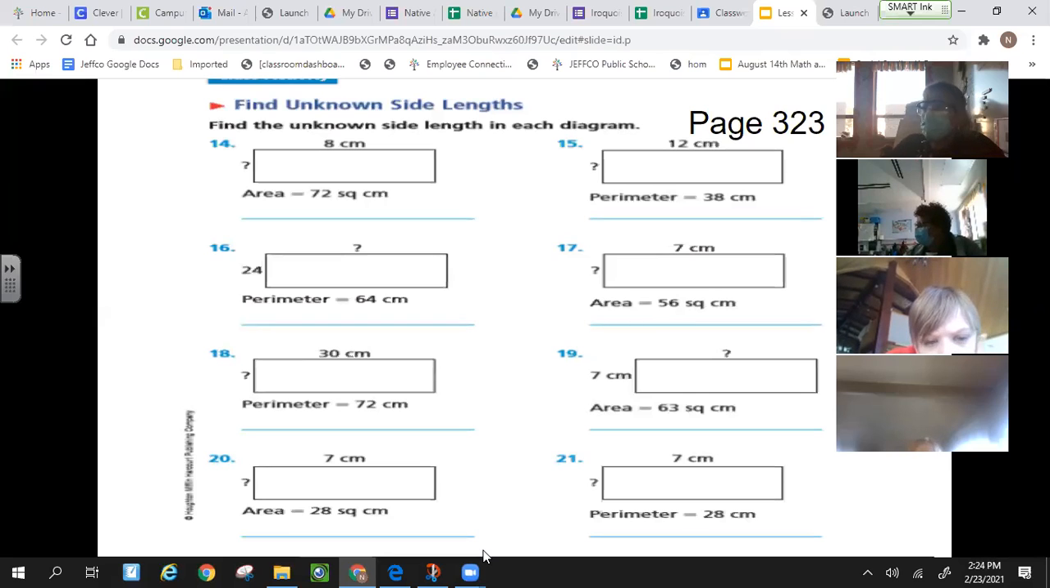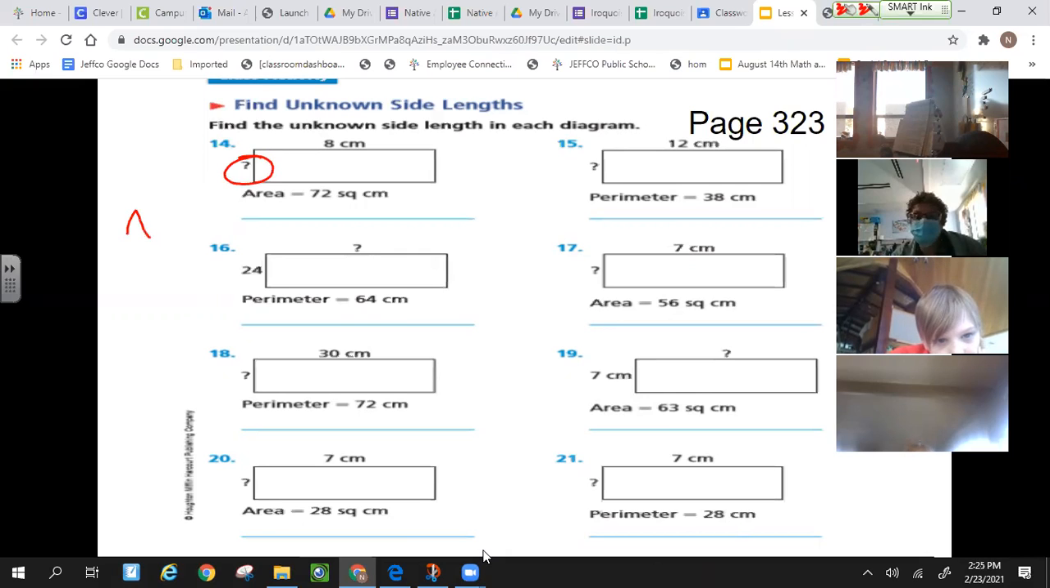So Robert, we're going to find our math workbook. Page 323. Some of you don't seem to know what I'm talking about, but our math workbook is where we're starting, and we will use the boards. So on page 323, you will see a page that says find unknown side lengths. On number 14, you'll see that it gives us the area and one side length, which is 8 centimeters, but not the width. So I want you to think about what you know and how you might find this width.